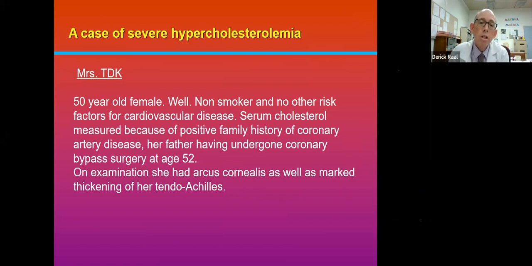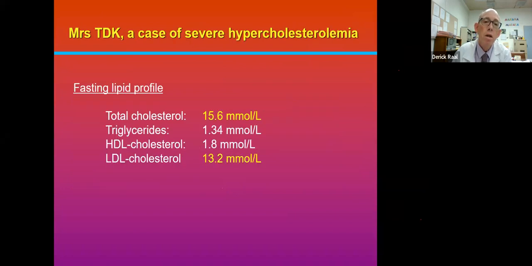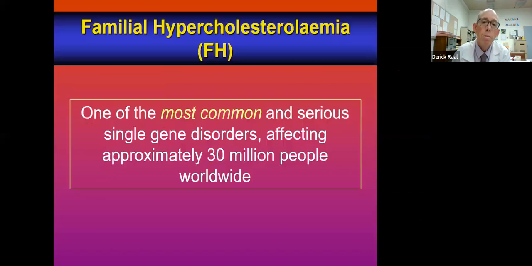On examination, she did have the clinical features of familial hypercholesterolemia: arcus cornealis, as well as thickening of her Achilles tendons. This was the first time a lipid profile had been done in her, and she had a very extremely elevated total cholesterol of 15.6, normal triglyceride and HDL levels, and a very markedly elevated LDL cholesterol of 13.2. When we see a picture like that, particularly in our country, we have to think about familial hypercholesterolemia.